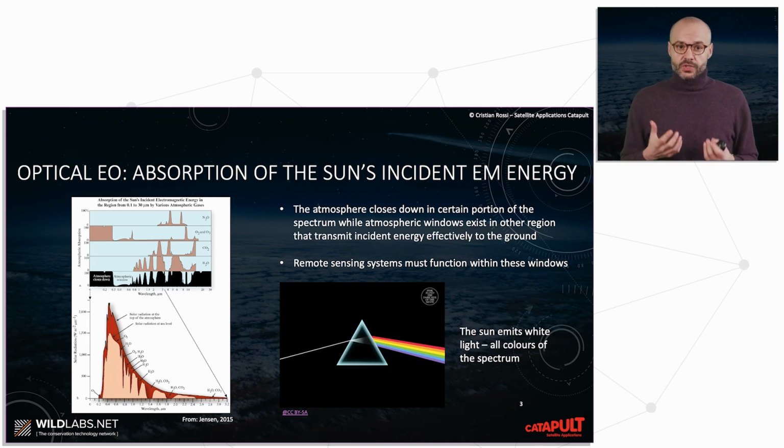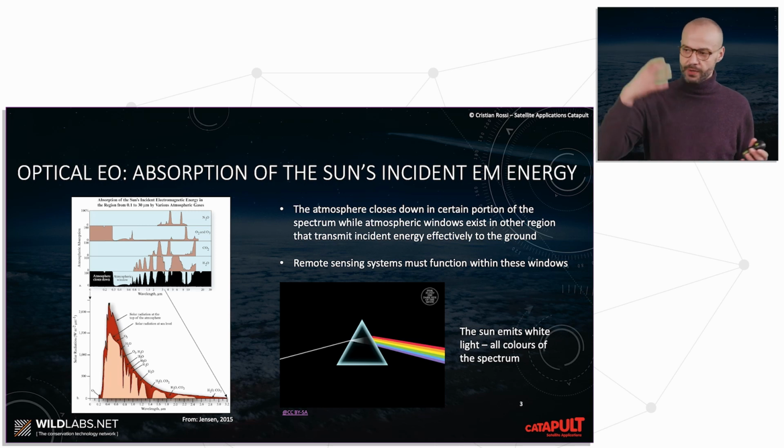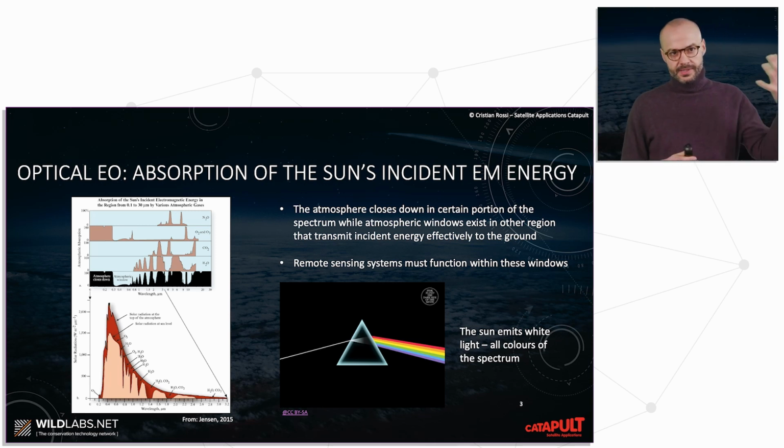Now again, what are we measuring? In optical Earth observation, we have the sun as the main source of energy, and we have our sensor. The sun is transmitting light, which is reflected and bounces back to our sensor.